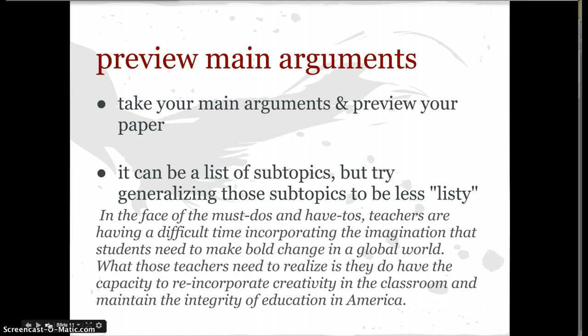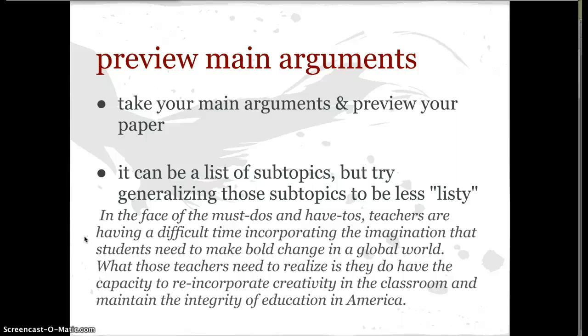Then she needs to preview her main arguments. So after she's done the bridge and provided a little bit of contextual information, she's going to basically show what her subtopics are. Now this can be a list of subtopics, which many of us have learned how to do, but trying to generalize these subtopics to be a little less listy can be very effective. So take a look at her example.